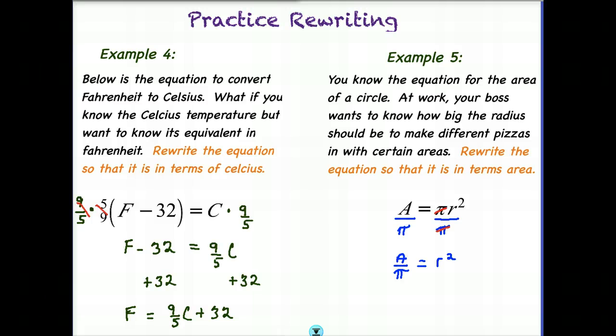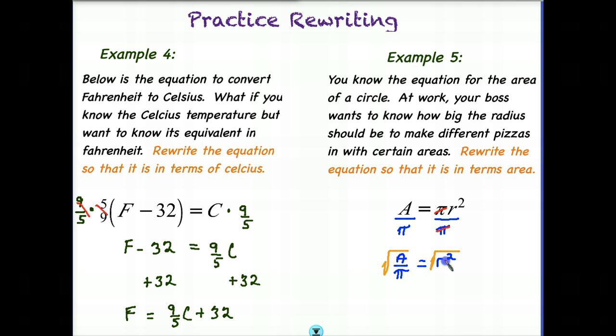Our final step then is now to get rid of the squared. Well, the squared just means that we have r times r. So we just want 1r over here, not 2. And the way to do that then, to undo something that's squared, is to take the square root. So if we can take the square root of r squared, we should just get r. Well, again, whatever we do to one side, we need to do to the other side. So we have to take the square root of A divided by pi.